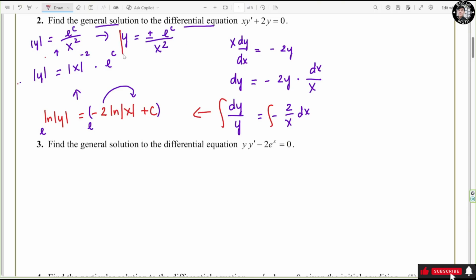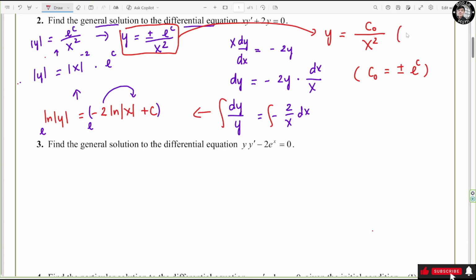You can leave your answer like this, or you can rewrite it as y equals c0 over x squared, where c0 equals plus or minus e to the c. And of course, the domain for this one should be x not equal to 0.